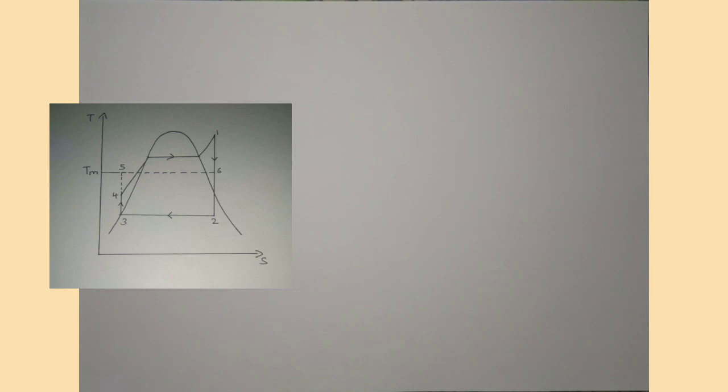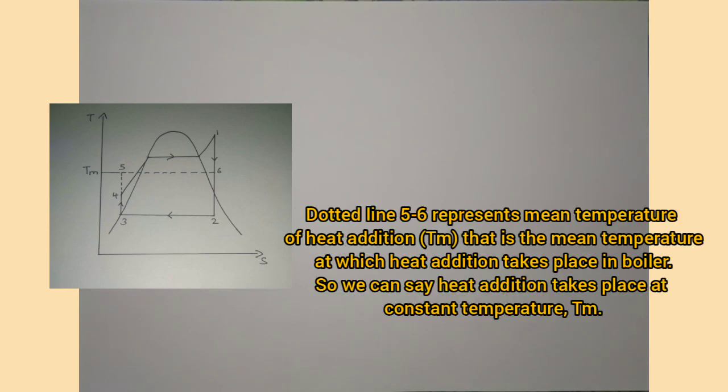Now look at the figure. This is ideal Rankine cycle, but you can see a dotted line, phi 6. That line is mean temperature line. That is, temperature varies in heat addition process. So we are assuming a mean temperature Tm and heat addition takes place at that constant temperature. It is an average temperature for heat addition process.